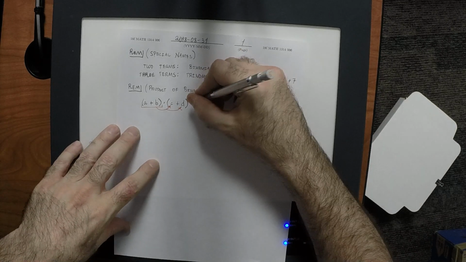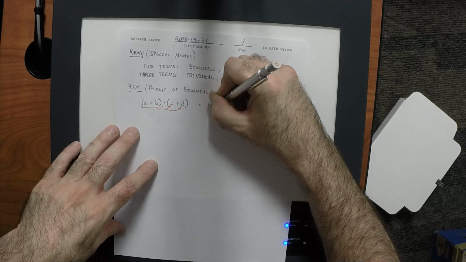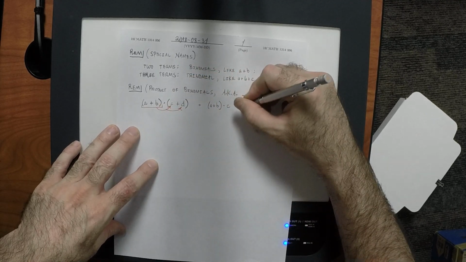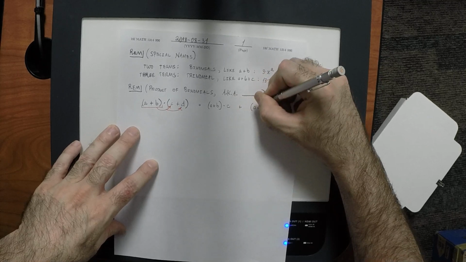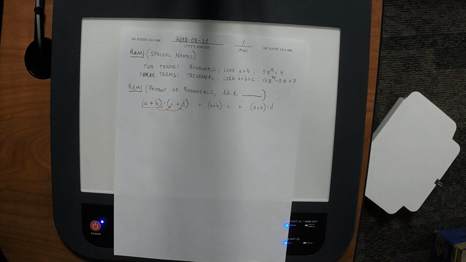Okay, so then doing that, you could write that this is (a plus b) multiplied by c, and then plus (a plus b) multiplied by d. All right. Now, to continue, we can perform even more distributions.